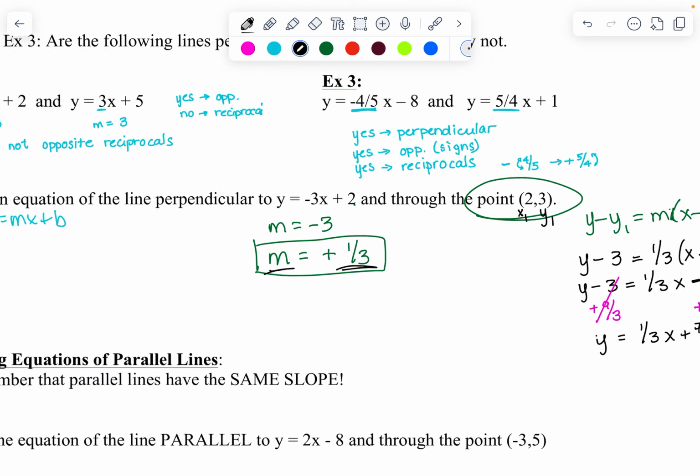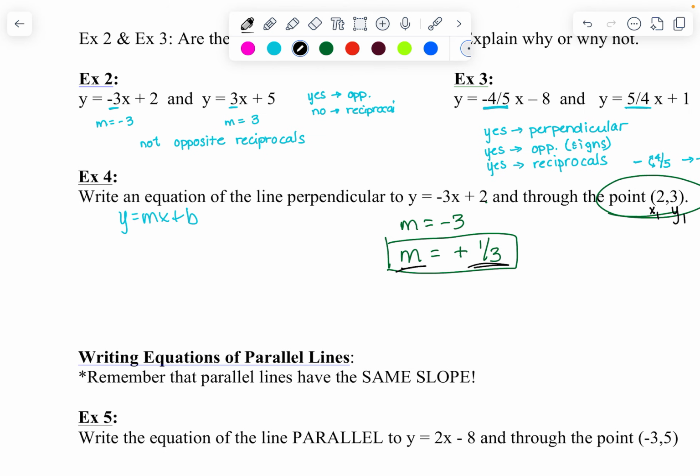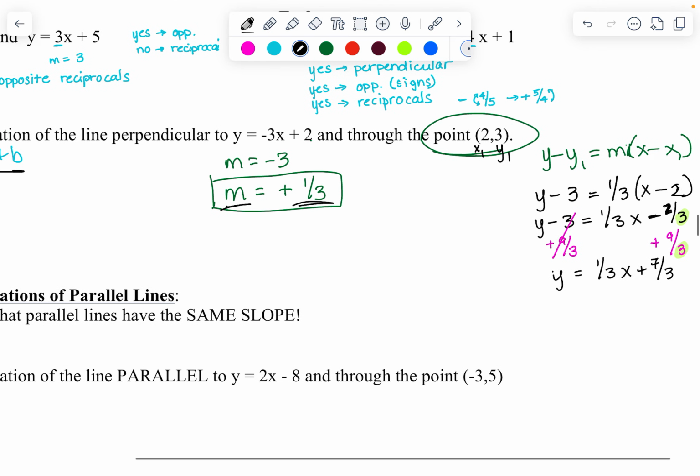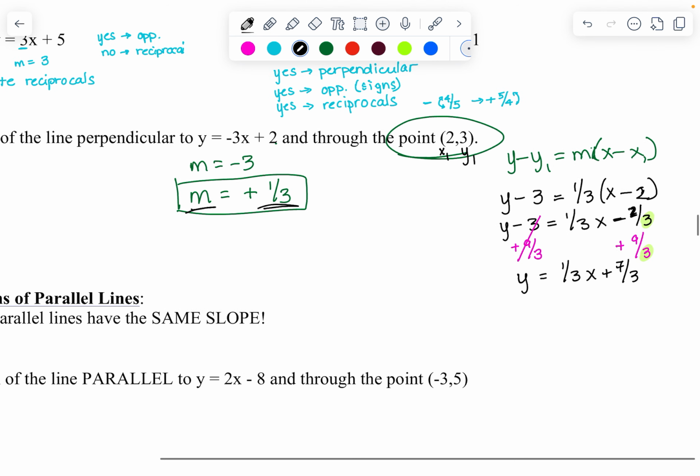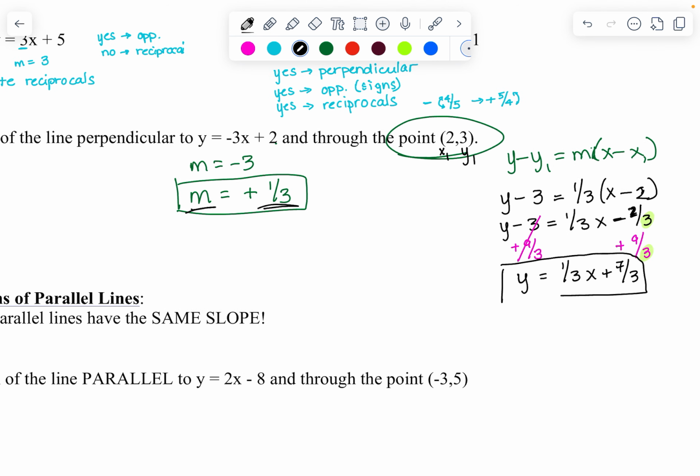Now let's make sure we read the instructions carefully. Write an equation. So we're going to make sure it's y equals mx plus b, and we did. We're not putting it in standard form. It doesn't say to put it in standard form, so there you have it.